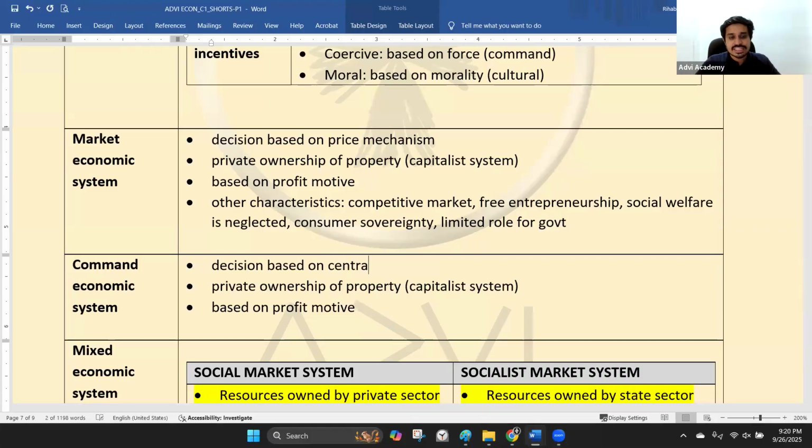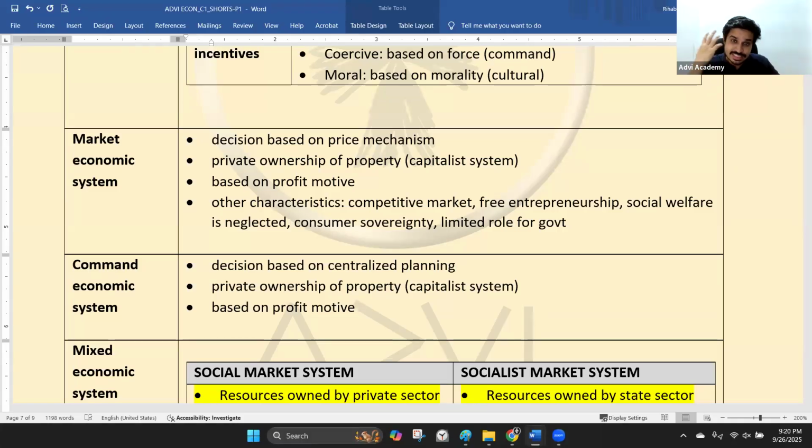Here we call something as centralized planning. What is centralized planning? Government gets together, all the ministers, everybody gets together. They decide what the country is going to be like for the next 5 years, for the next 10 years. China used to be a full command economic system. So go and check, every 5 years there's a 5-year plan they put. What to produce, how to produce, for whom to produce, how to allocate the resources. They do this, right? So that is what a command economic system is.